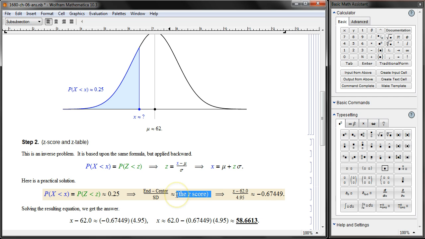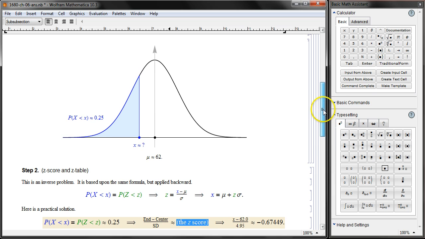But what's the z-score? We don't know. If we knew all three of them, x minus mu over sigma, we could calculate and get the z-score. But this time it's backward. We don't know what x is, so we cannot calculate the z-score. So what do we do? We go back to this picture and look at this 25% or 0.25. From that, we backtrace the z-table to find the z-score.